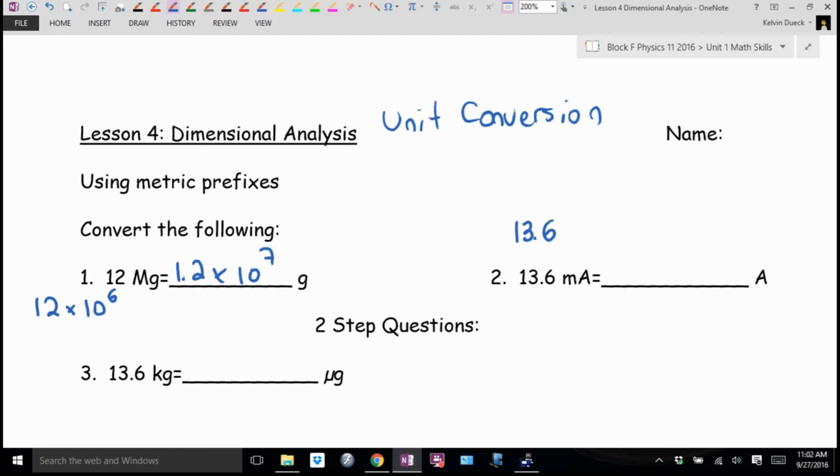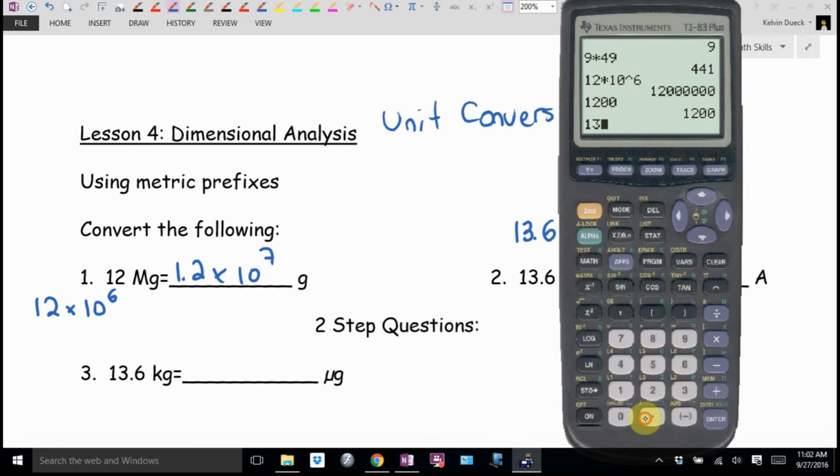Come on, it's on there, isn't it? Yep, times 10 to the negative 3, and now I'll go to my calculator. 13.6, this is not scientific notation. I'm not going to use my scientific notation button. I'm actually going to go times 10 to the power of negative 3.